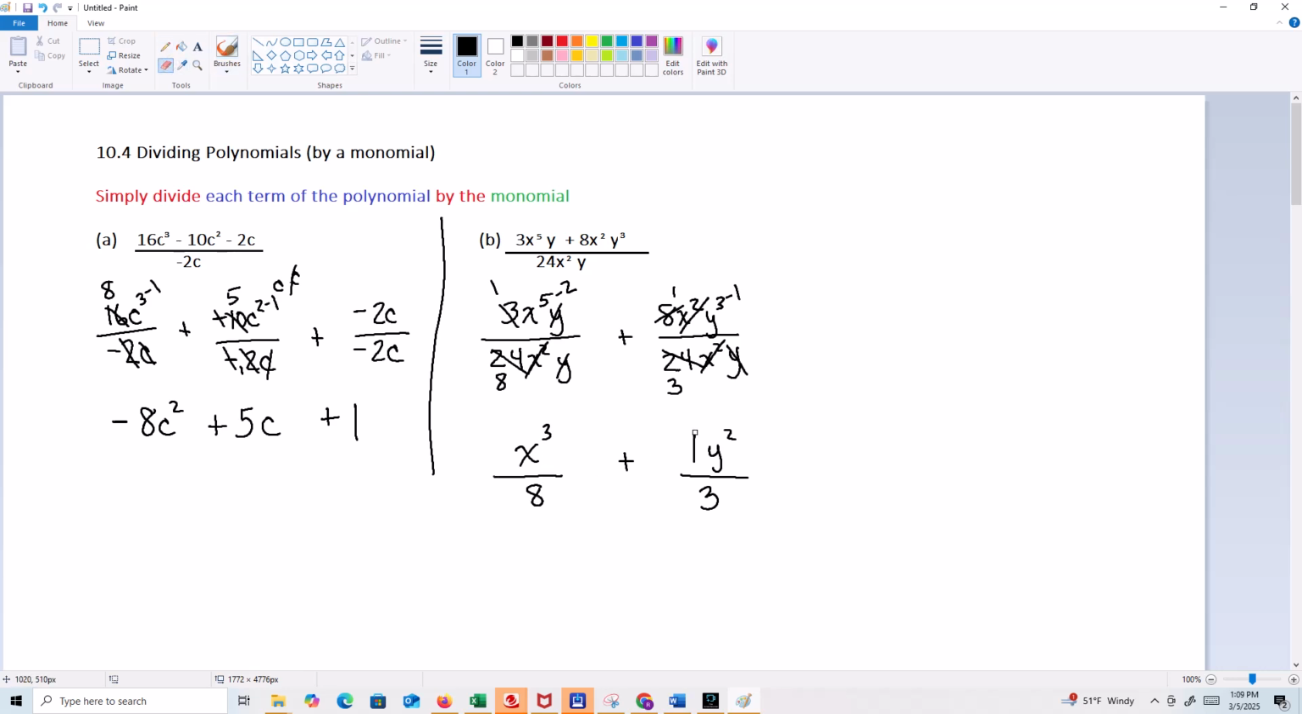I'm going to just erase this. You don't have to write the one coefficient, it's just implied. And you end up with x cubed divided by 8 plus y squared divided by 3. That's it. Good luck with your work.